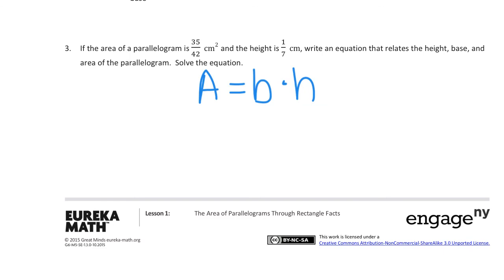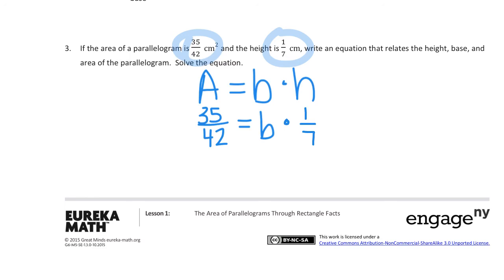So now I'm going to plug in what I know. I know that the area is 35/42 centimeters squared. So I'm going to put that in place of the area. The base I do not know. The height is 1/7. So times 1/7.